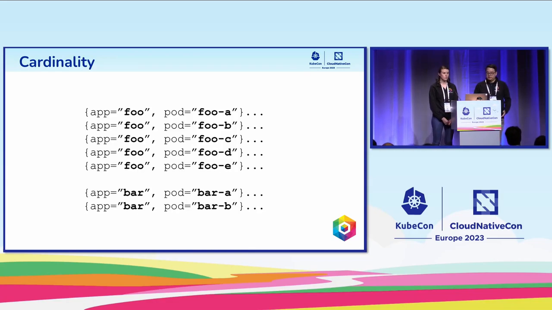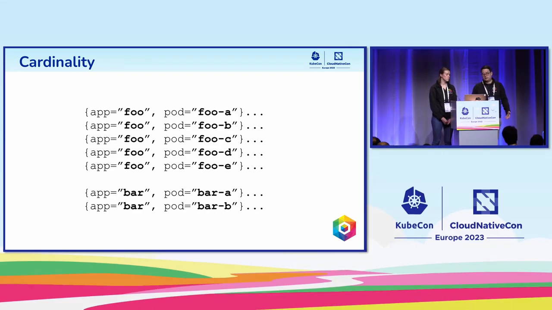Here we are looking at some logs. Each log line is unique because the pod label is different in each line. This means we have high cardinality. If we were only to look at the app label, the cardinality would be low due to the label being less dynamic. So cardinality can be measured by how static or dynamic your label sets are.